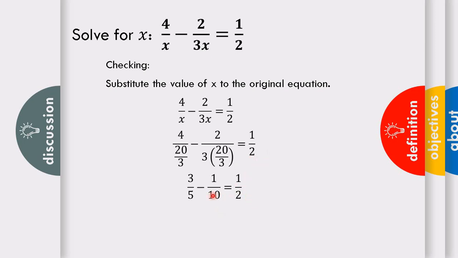Then subtract 3 over 5 by 1 over 10. So we need to make these two fractions similar in order for us to subtract. So 3 over 5 will become 6 over 10. Then subtracted by 1 over 10, that is 5 over 10. So 5 over 10 is obviously 1 half. So 1 half equals 1 half. Therefore, the x value 20 over 3 is really a solution to the rational equation.